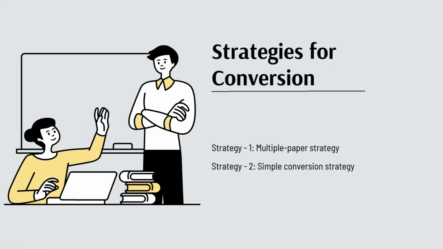There are two main strategies for adapting your thesis: the multiple paper strategy and the conversion strategy. With the multiple paper strategy, you structure your dissertation as a series of standalone papers during the writing process. Each paper focuses on a specific research question and is formatted for journal submission. The conversion strategy involves reformatting your completed dissertation into one or more articles. This requires significant editing to fit the journal's style and focus.